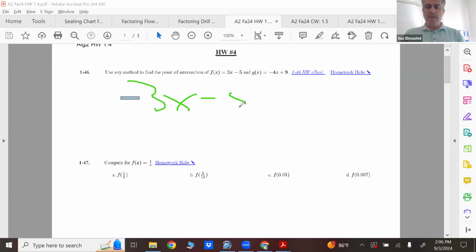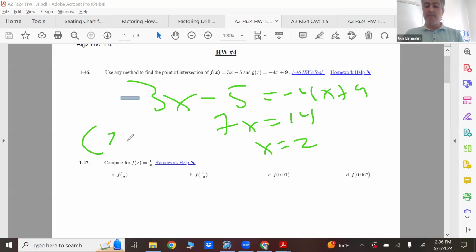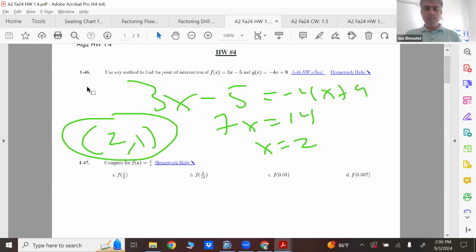So 3x minus 5 equals negative 4x plus 9. 7x equals 14. Do you guys get 2? Cool. And if you plug it back into either equation, you should get 1, I think. Cool, good. You can graph them as well. If you graph them, they should intersect at (2, 1). So I hope that's pretty straightforward.